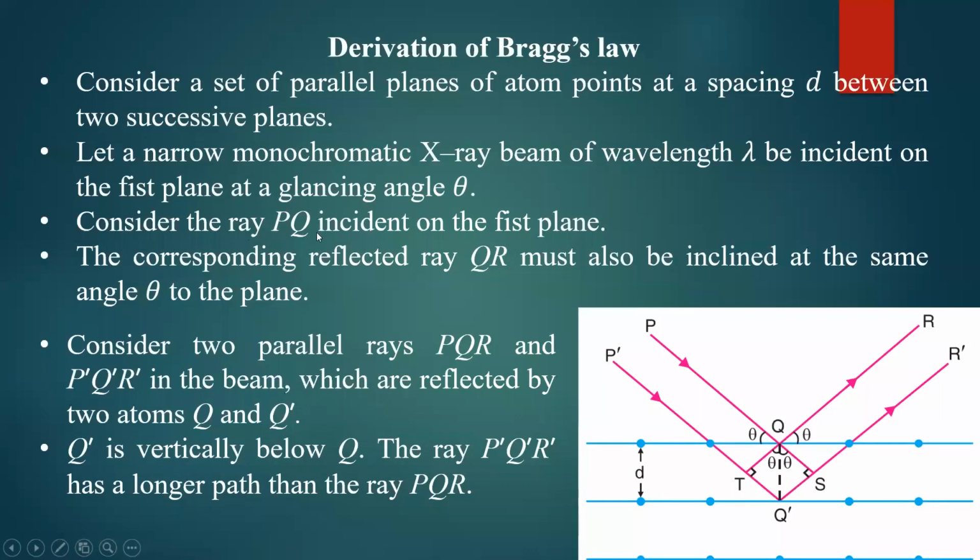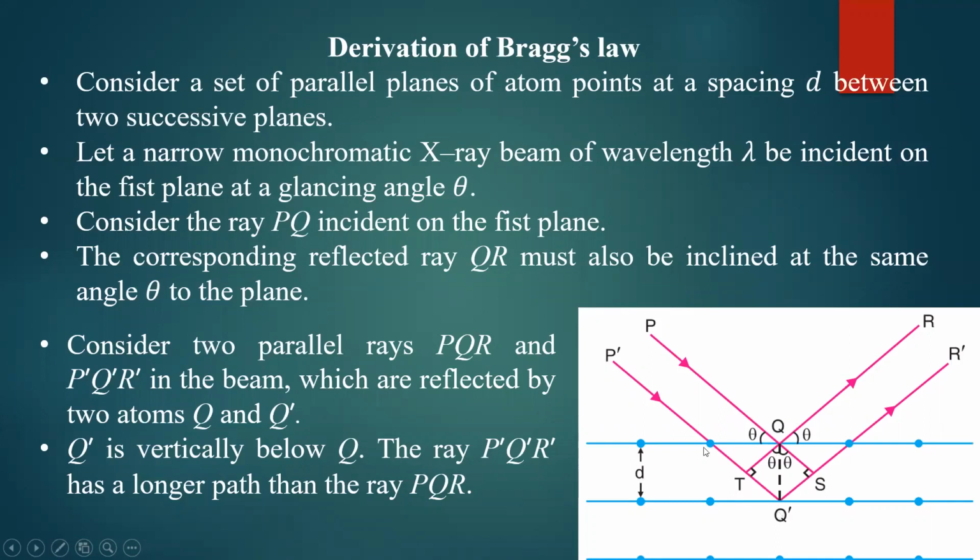Now consider the ray PQ, which is incident on the first plane, and it is reflected along QR, again making an angle of theta with respect to the plane. Consider another parallel ray P dash Q dash, parallel to PQ, which passes through the first plane and is incident on the second plane, and it is reflected along Q dash R dash. Two rays are reflected, and these two rays make an angle of theta with respect to the parallel planes, which are separated by d. Now Q dash is vertically below Q. We have arranged such that Q dash is exactly below Q.